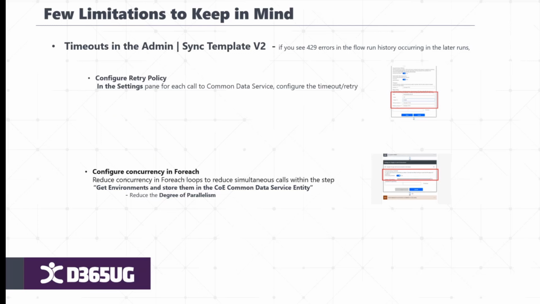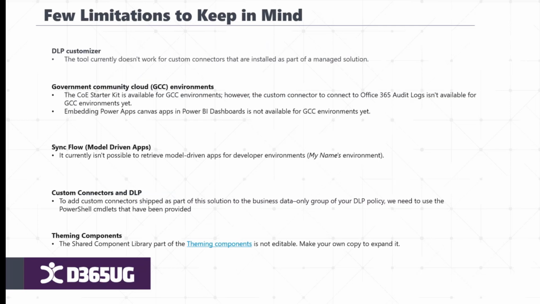If you see 429 errors, which is basically if you have too many calls going out from your flow to the Office 365 users connector and you are hitting the limits, that's when you see the 429 error coming up. The way to get around that is either you configure the retry policy, or you configure the concurrency in the for each loop. So you need to reduce the degree of parallelism to be able to fine tune that. That's one thing that you need to be aware of if you start seeing those errors.